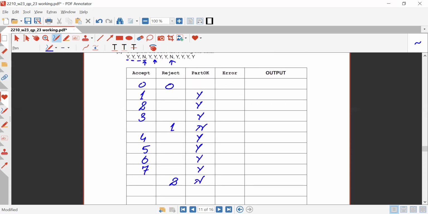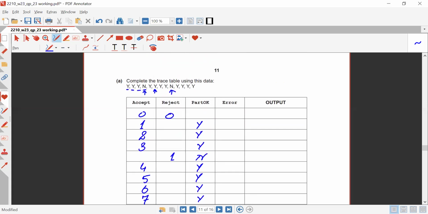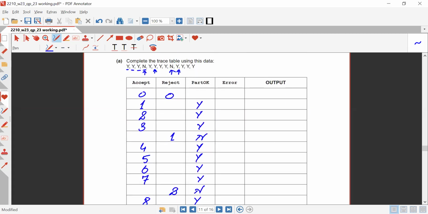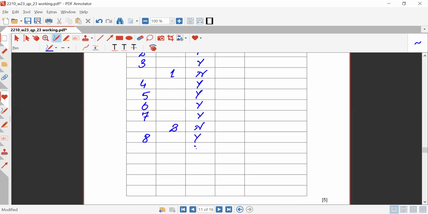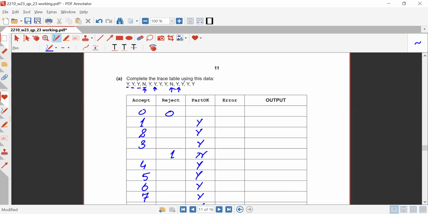Again, input of the part okay will be done. That's a y. That means increment of the accept will be 8. We are right over here. Again a y. Okay, fair enough. That will make it 10. Oh, sorry, 9. We are at this place.